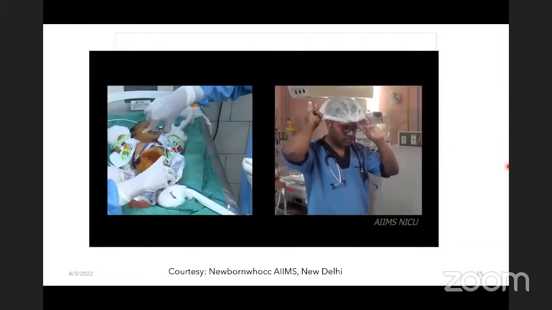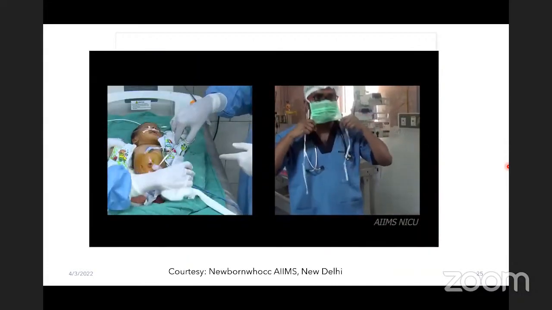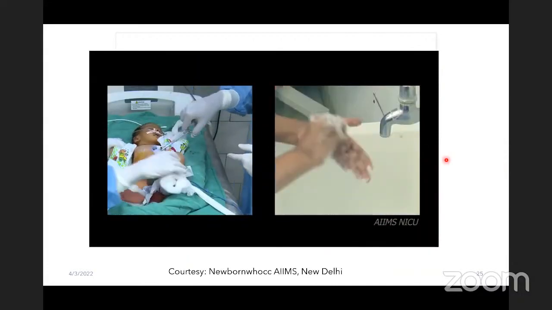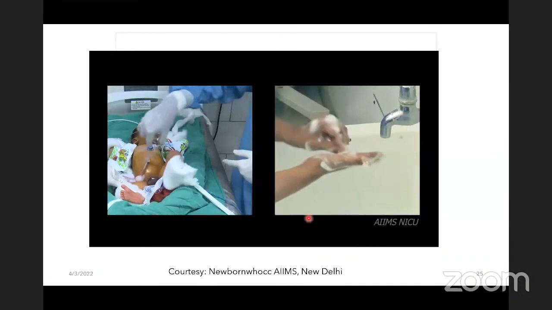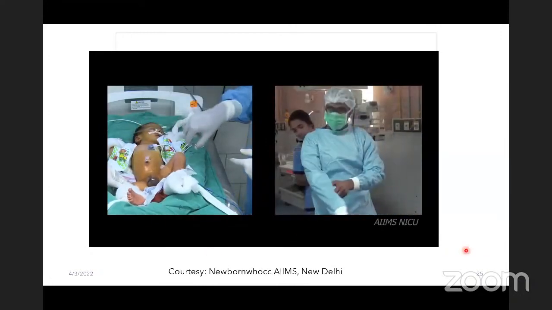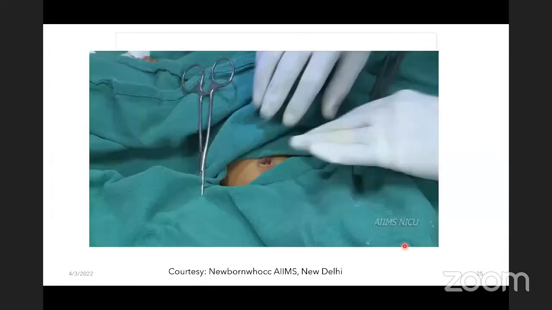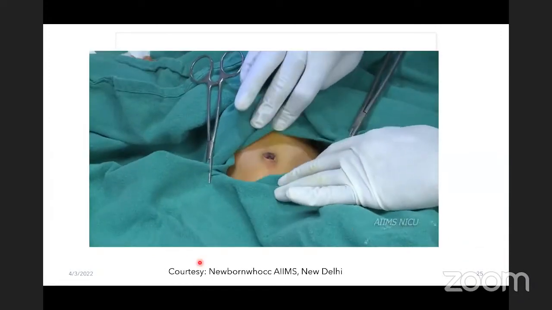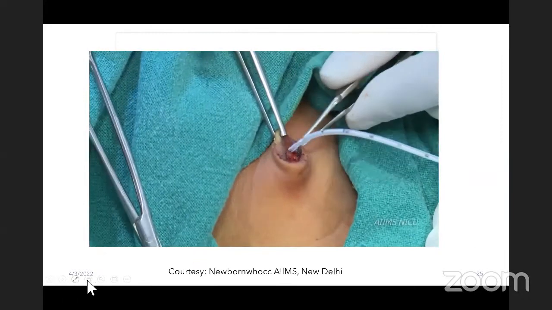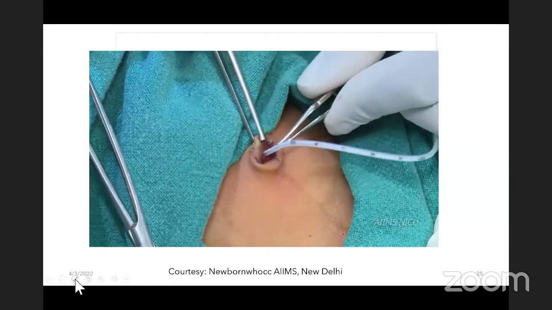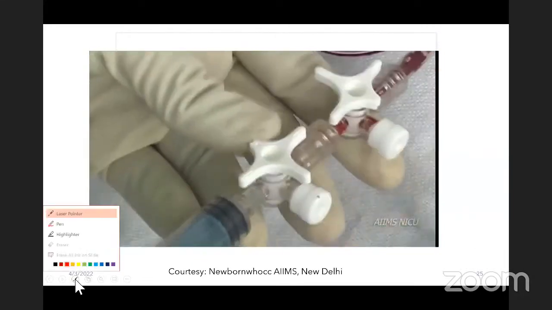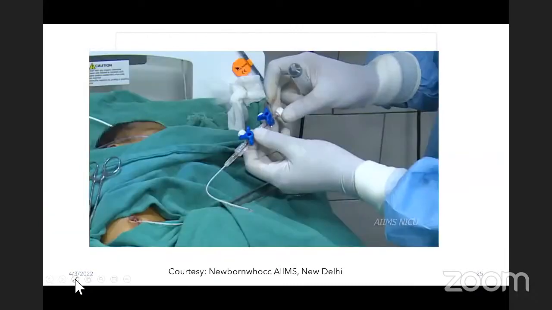One should ensure utmost asepsis and maximum barrier precautions while performing the exchange transfusion on the baby. Hence, you can see that the doctor should wear cap, mask, sterile gown, sterile gloves, and the baby should be adequately draped. Now we will be describing the technique of exchange transfusion by the push-pull technique using 2 3-ways.